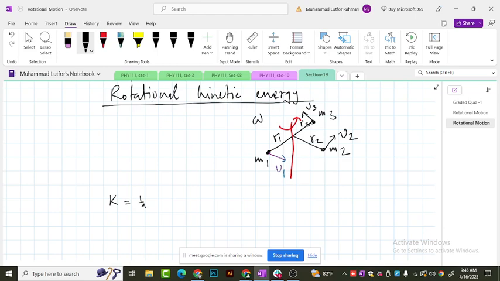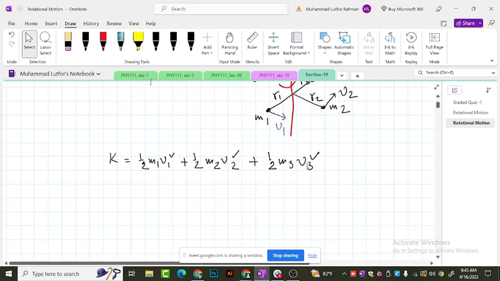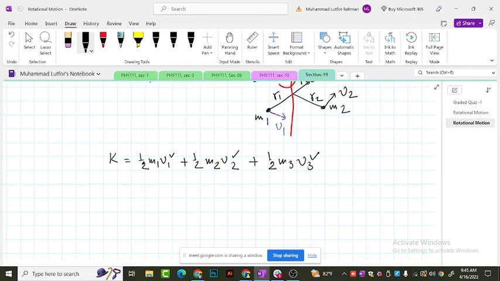half of m1 v1 square plus half of m2 v2 square plus half of m3 v3 square, right? This would be the kinetic energy of this system, right? Am I right, for these three objects?